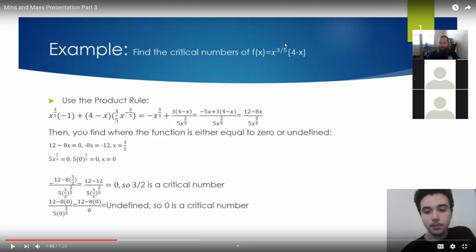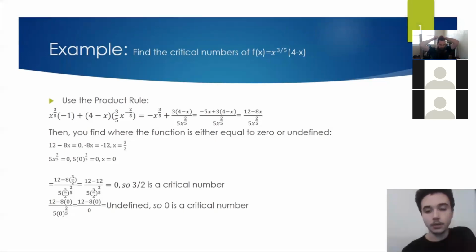In order to be a critical number, it must make f prime 0 or undefined and be in the domain of the original. And again, to find where f prime is 0, we'll usually set the top equal to 0. And to find where f prime is undefined, we'll usually set the bottom equal to 0. And so 0 is a critical number.